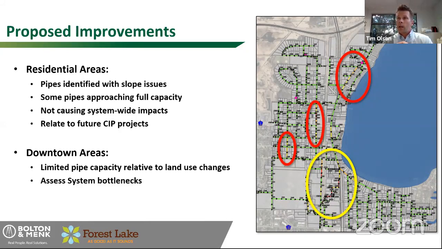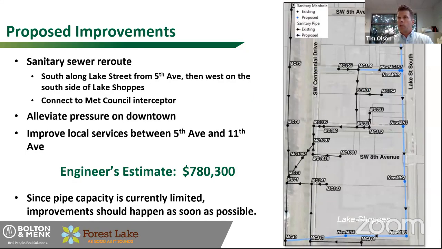The second one that we'll focus on here in the next slide is really a bottleneck, a well-known bottleneck. The city is very aware of the flow conditions in this location. That would be the yellow circle. And as we zoom in, you can see the black lines with the arrows is the current system.